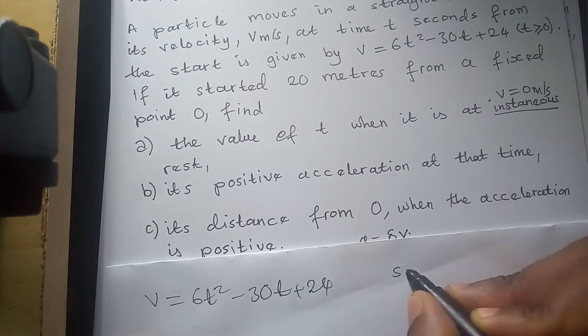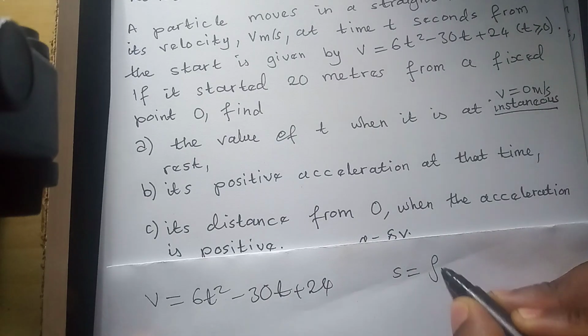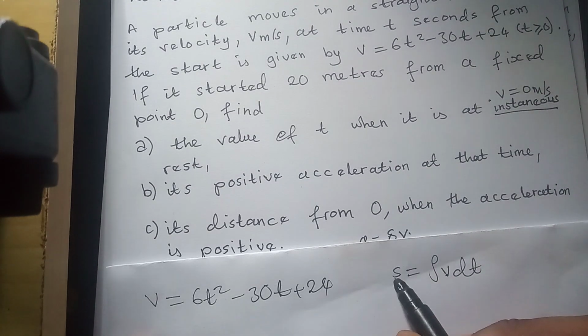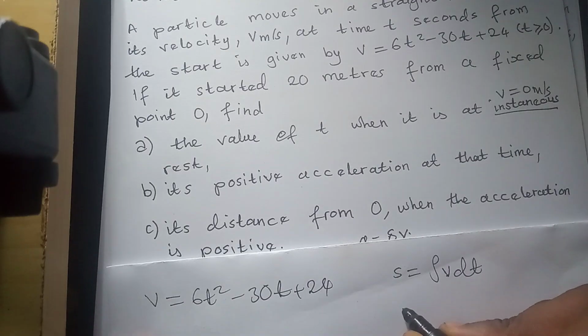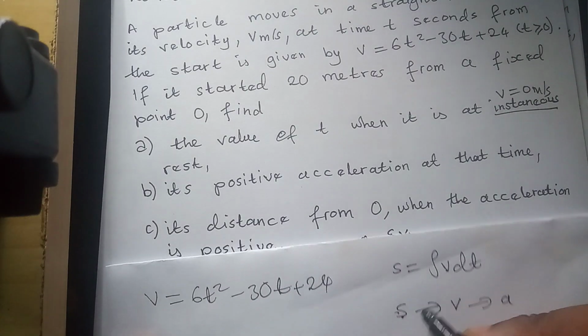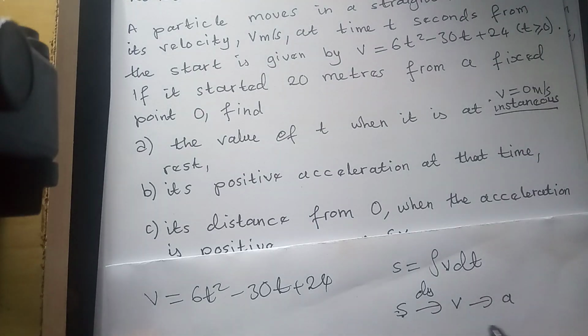Remember, distance is equal to the integral of v with respect to t. Once you integrate this, you get to this point. So you start with s, which is the distance. You differentiate this, you go to velocity. You differentiate this, you go to acceleration. So this is differentiation. And then to move backwards, you have to integrate.